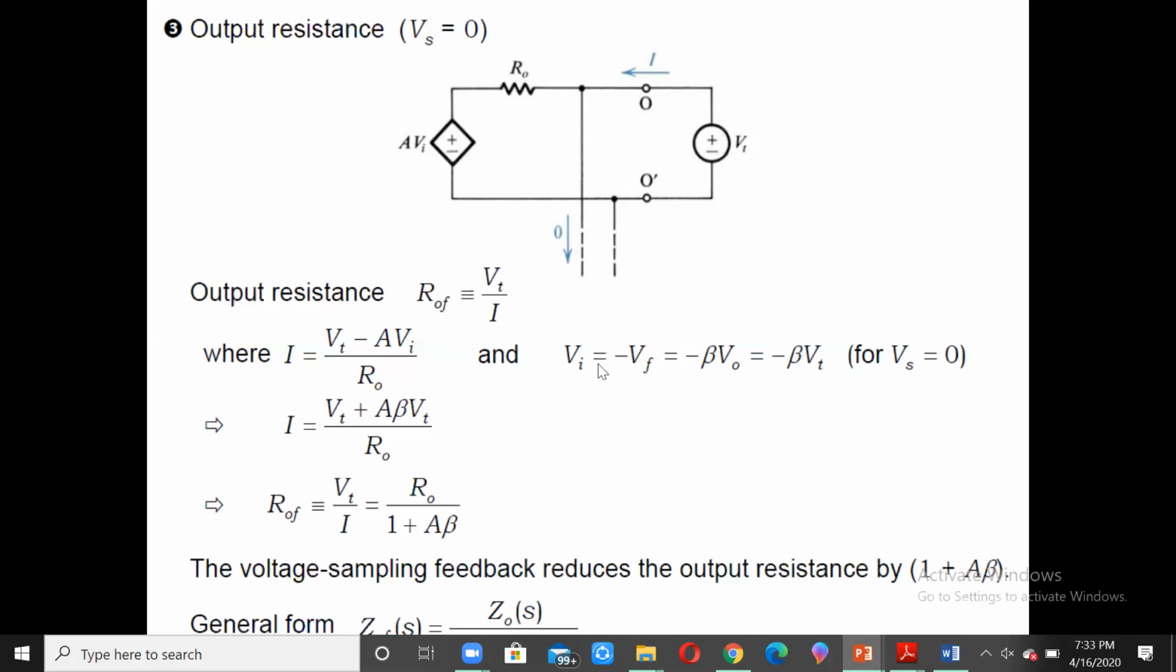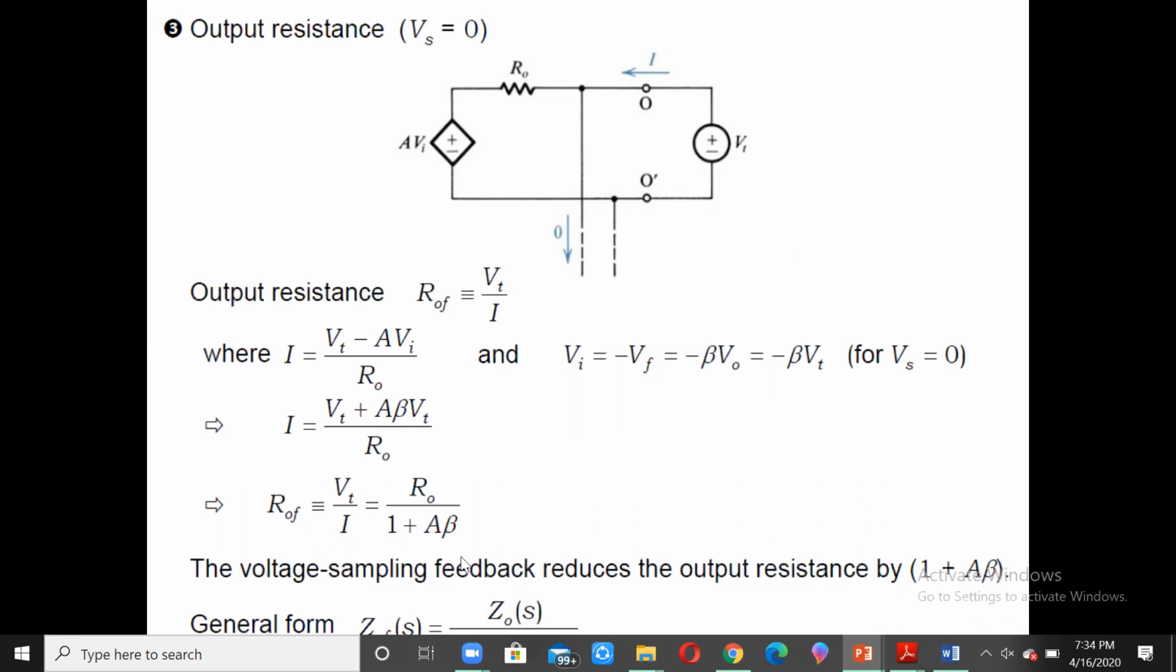Having written Vi is equal to minus beta Vt, you can substitute it over here. So we will get Vt plus A beta Vt. You can take out Vt common, and you will be left with 1 plus A beta. Then the 1 plus A beta you can take on this side, and R0 on the other side, and I on this side. Then we'll get Vt by I is equal to R0 divided by 1 plus A beta, and Vt by I is nothing but ROF. Therefore, we have written here: ROF is equal to Vt by I is equal to R0 by 1 plus A beta.